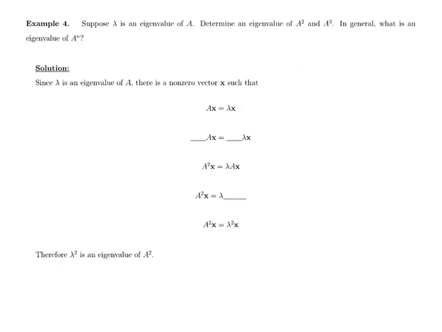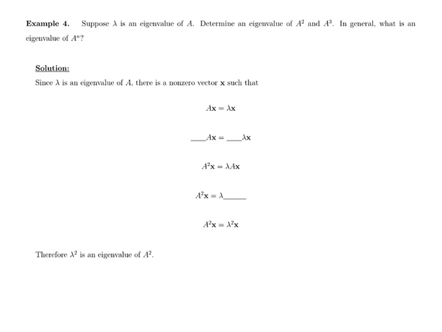So let's look at a different kind of example now. Let's suppose that lambda is an eigenvalue of A. Let's determine an eigenvalue of A squared and A cubed, and in general, A to the n. There's just going to be a little trick that we're going to do in this calculation to find this answer.